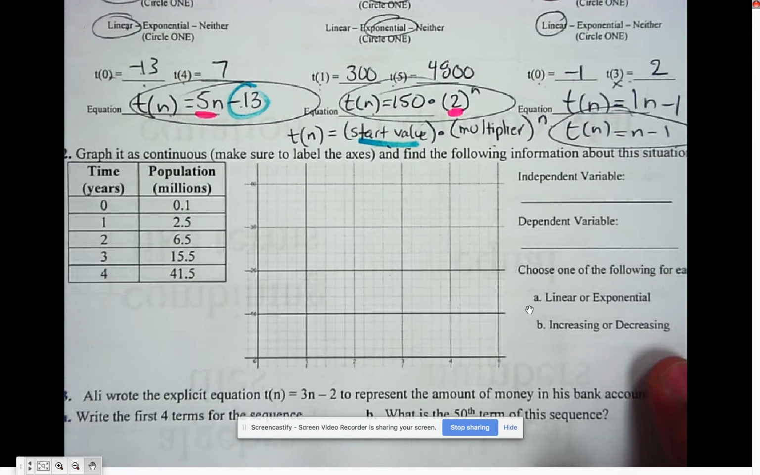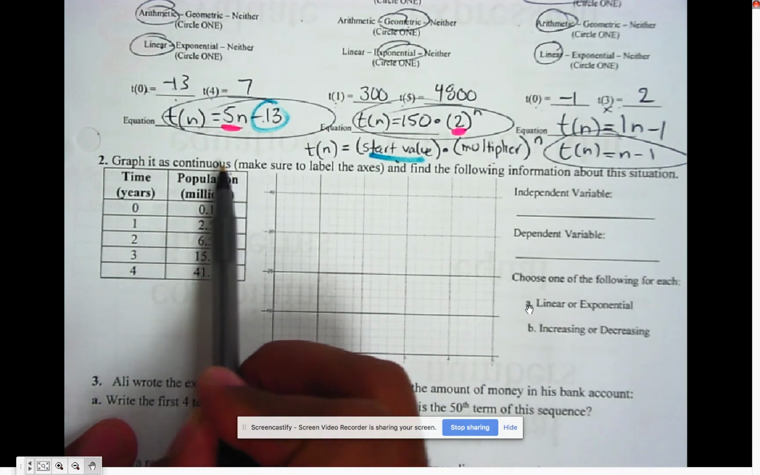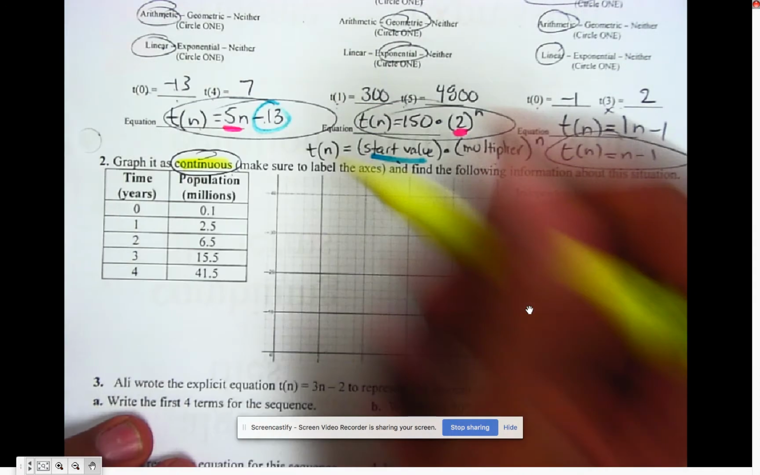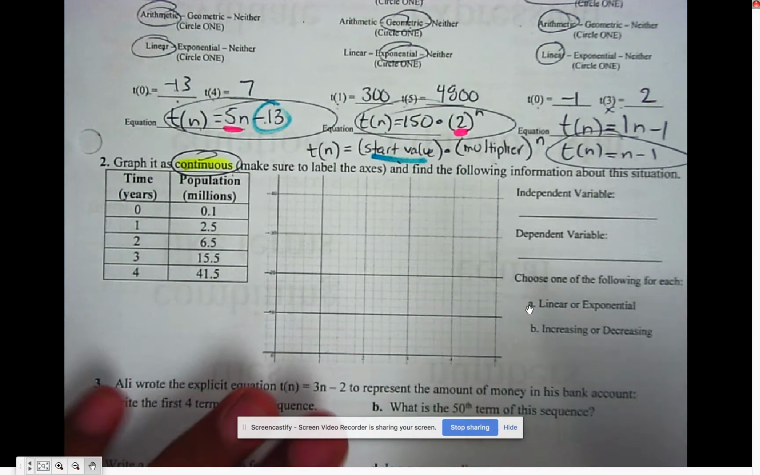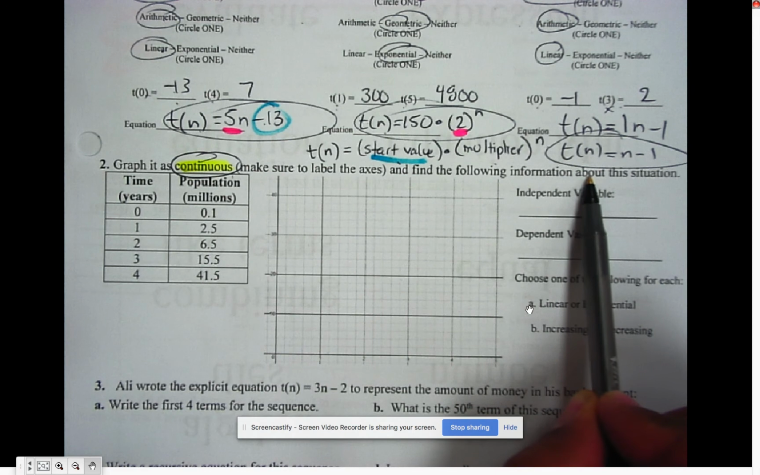Case number 2, graph it as continuous. So when it says continuous, that means we just need to connect all the dots. When we get to that point, I'll show you what I mean. Make sure to label the axes and find the following information about the situation.